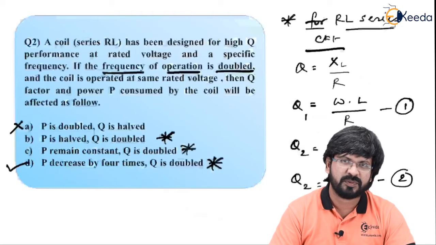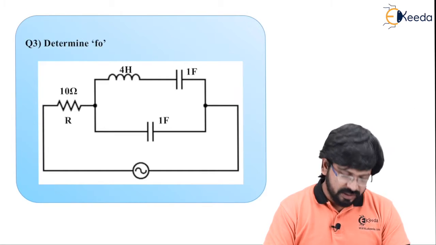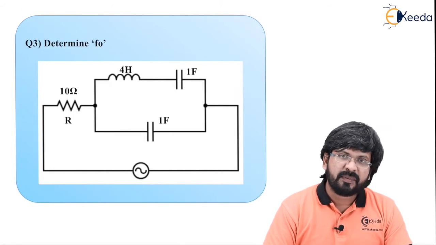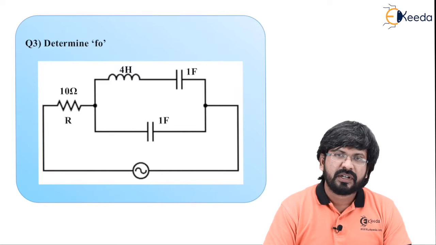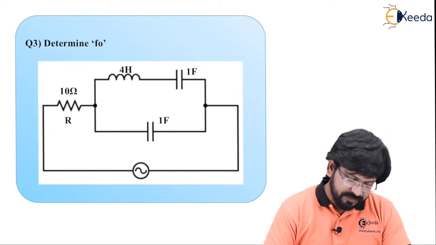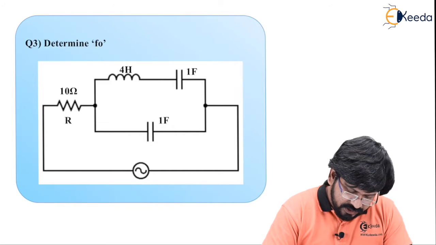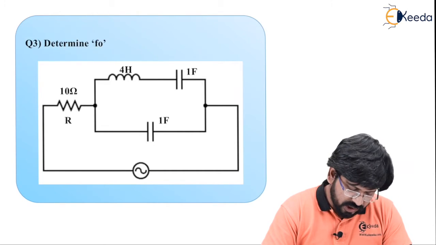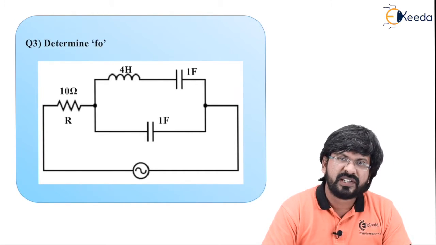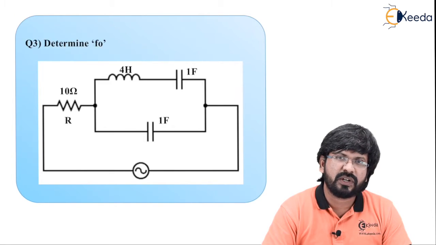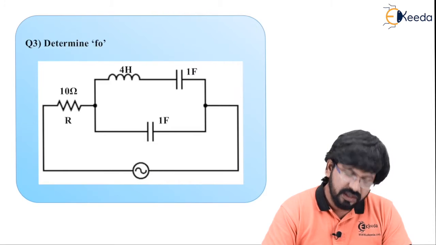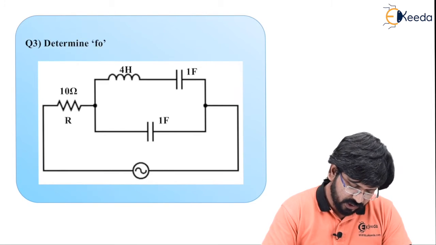Let's go to the next problem. Let's move to the next question. It says determine F naught. Please remember, F naught is nothing but resonant frequency. Resonant frequency means the condition of resonance has occurred. So let's go on calculating Z equivalent of this, and the imaginary part, if we equate to 0, then we will get frequency omega naught, that is F naught here.